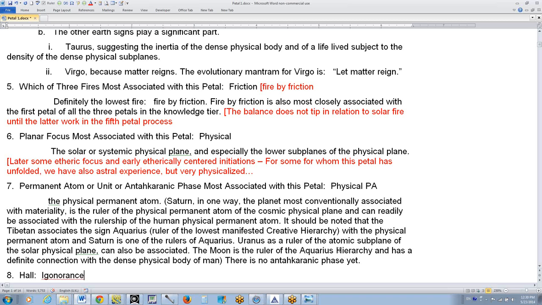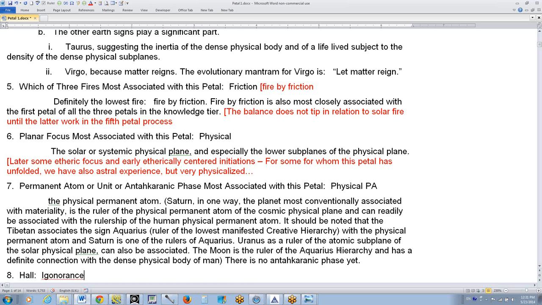If Uranus rules the 4 cosmic ethers, then Saturn rules the lowest, the dense physical body of the solar logos, the lowest 21 subplanes, and especially the lowest 18, which relate more to the planetary logos. But in a larger way, Saturn has a deep correspondence with the physical permanent atom of the entire cosmic physical plane.